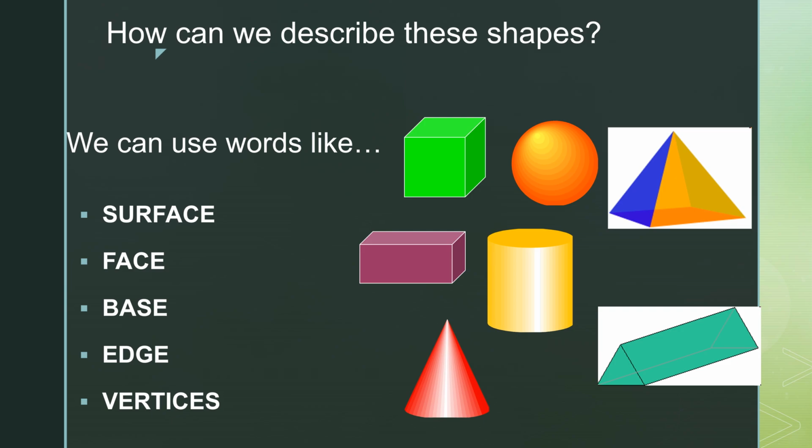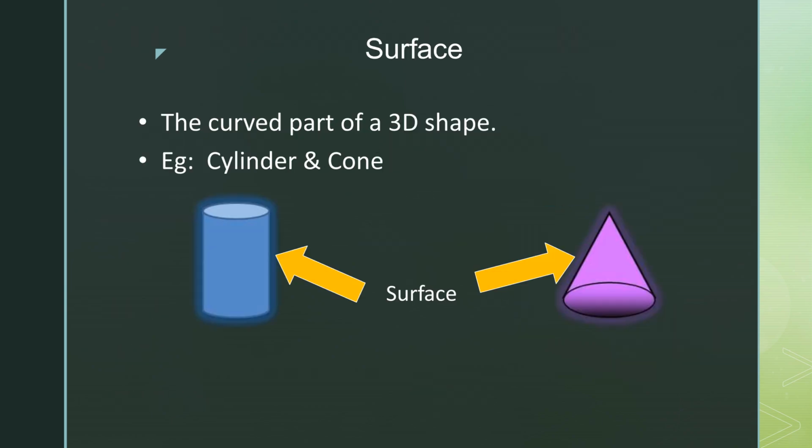So how can we describe these shapes? We can use words like surface, face, base, edge, or vertices. So let's start with the first one, surface. The curved part of a 3D shape is the surface. Take for example, we have a cylinder and we have a cone. Now the part where you have the arrow pointed is the surface. All right.